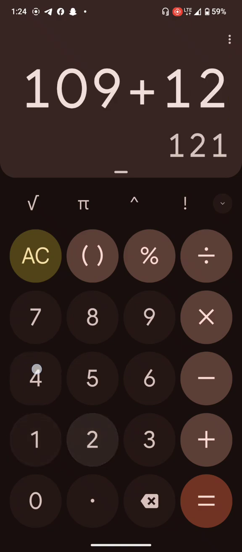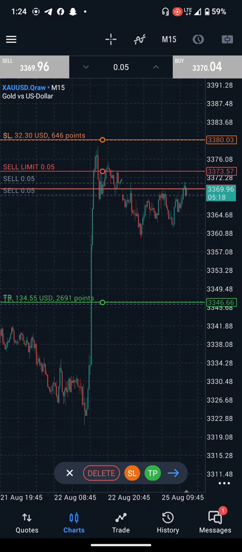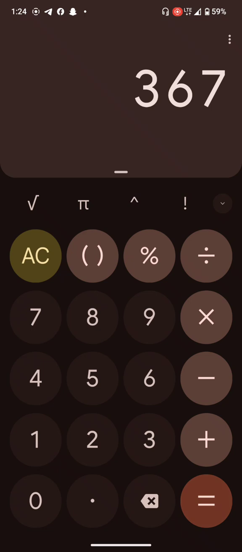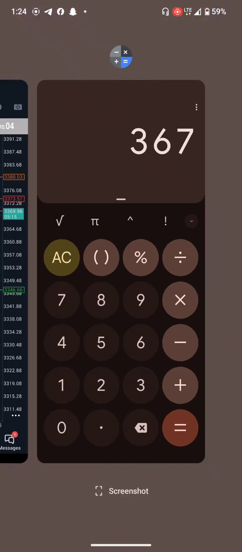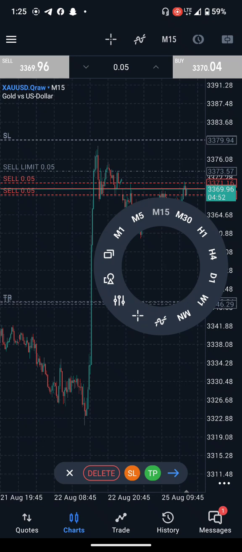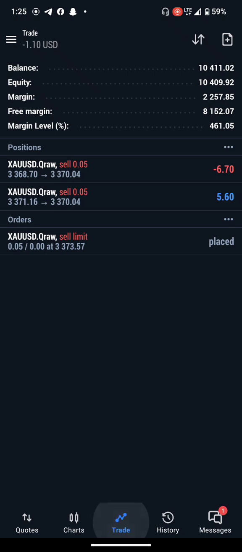Then the last position, where I'm losing $32 if it hits my stop loss, I'm going to make $134. In total, I'm going to make $367, and in loss, I'm going to lose $131. So it's worth it. It's like 1:1, or 1:1.5, or 1:2 also. That is what you should be doing in any of your trades: what you are risking should be less than what you are aiming for.